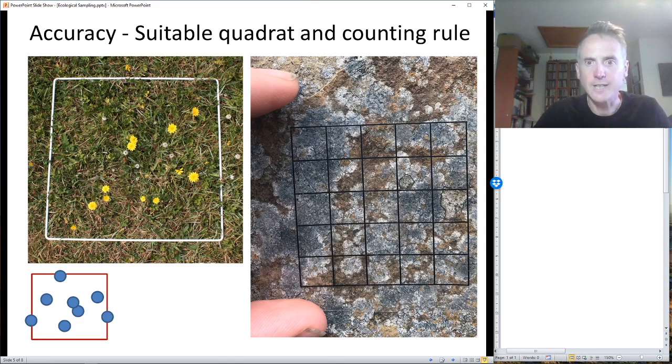Again, you need to make sure you read the question. Is it asking you to count the number or the percentage cover? Because there's a different way of using both.